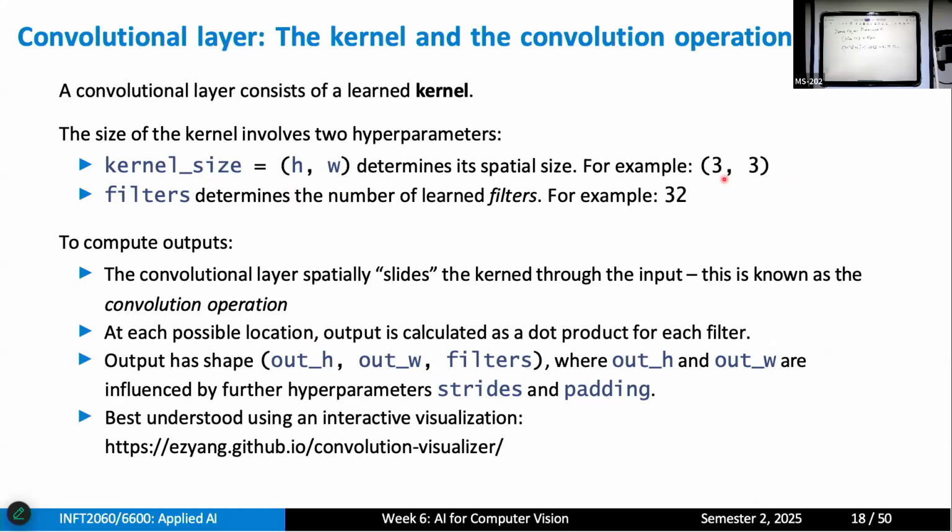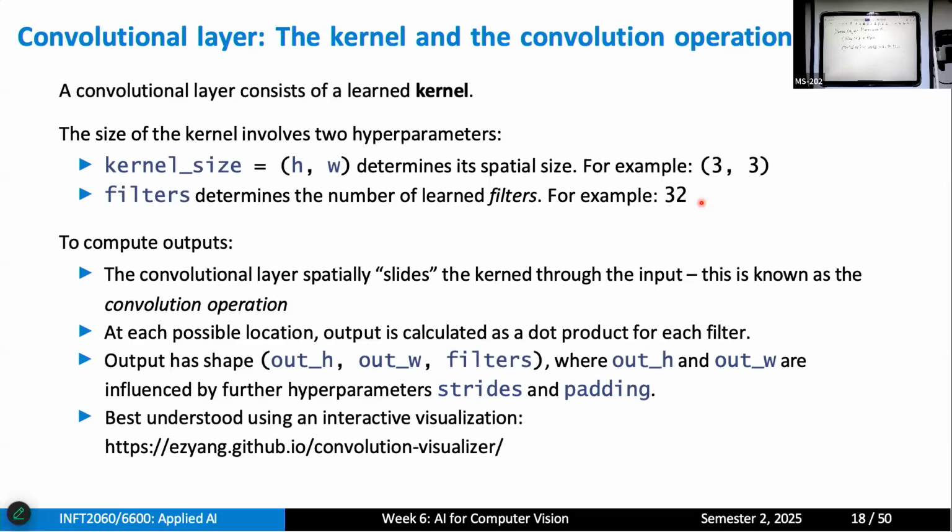For example, it's 3 by 3 or 48 by 48. The filters determine the number of learned features. For example, 32. Remember, when you set up the features, we normally set like 32, 16, 48. Don't ask me why. It's just that when they practiced, they found all those figures are suitable for images.